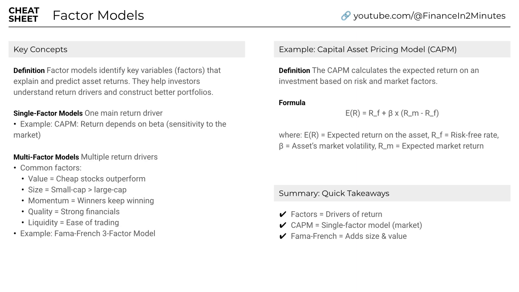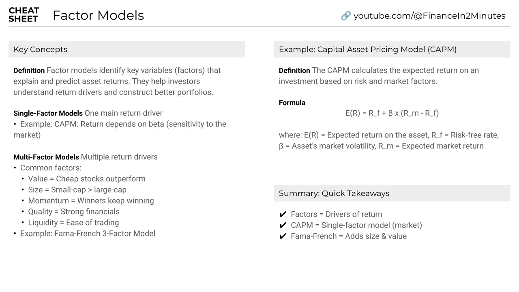Factor models have changed how we understand risk and return in investing. But how do they really work? In just 2 minutes, I'll break them down for you. In finance, factor models are used to explain and predict asset returns by identifying key variables, called factors, that drive price movements. These models help investors understand why assets perform the way they do and how to build better portfolios.